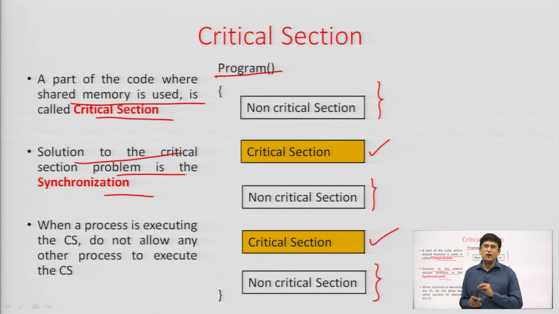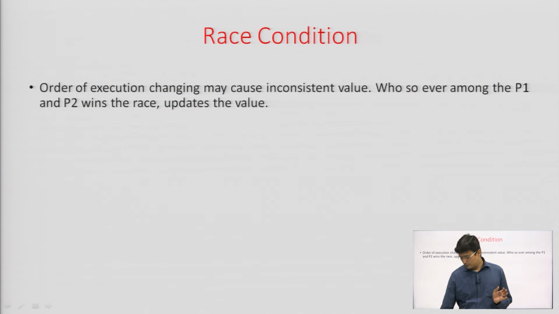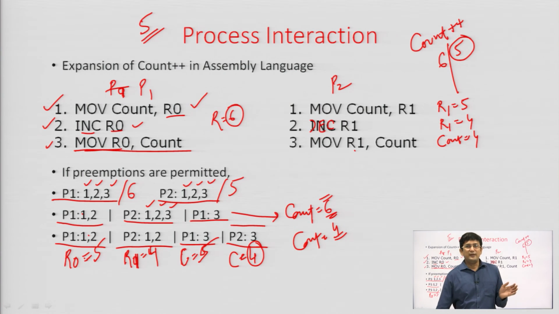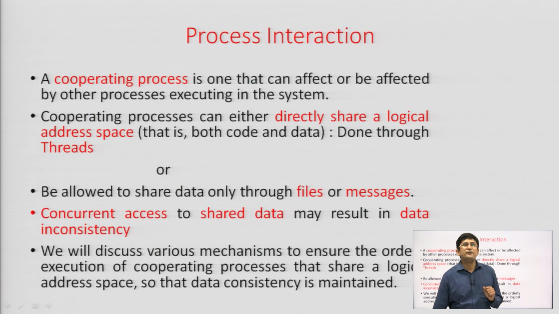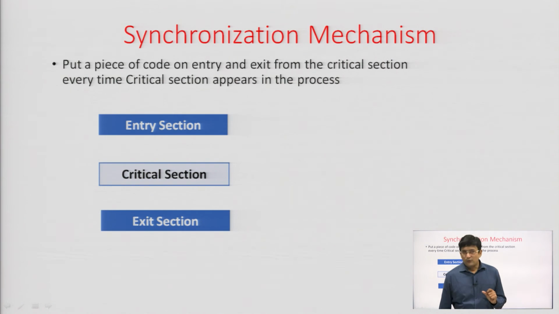Two processes cannot enter the critical section at the same time. If they do, the method that we have seen here was actually finding the inconsistent value of the count. So, a similar condition will arise if we allow multiple processes to enter the critical section at the same time, okay. So, what is the solution?